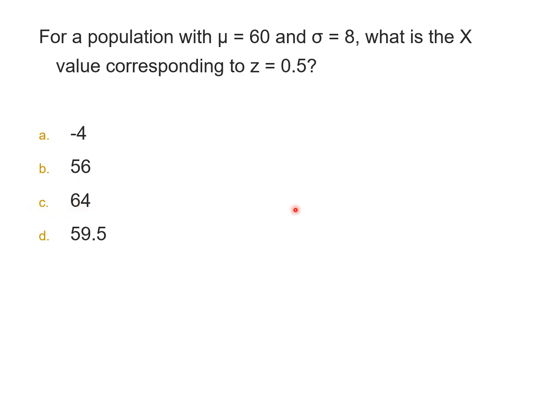And also consider, what does this mean? We don't even have to do the formula. A z-score of 0.5 means it's half a standard deviation above the mean. Well, we have our standard deviation. What is half of that? 4. Half a standard deviation above the mean is 60 plus 4. So 2 ways to get to 64, through logic or just punching it in the formula. Either way gives us the same answer.